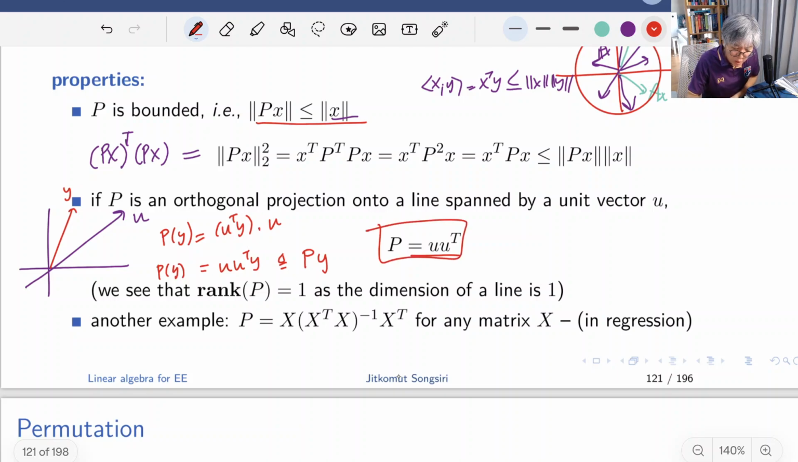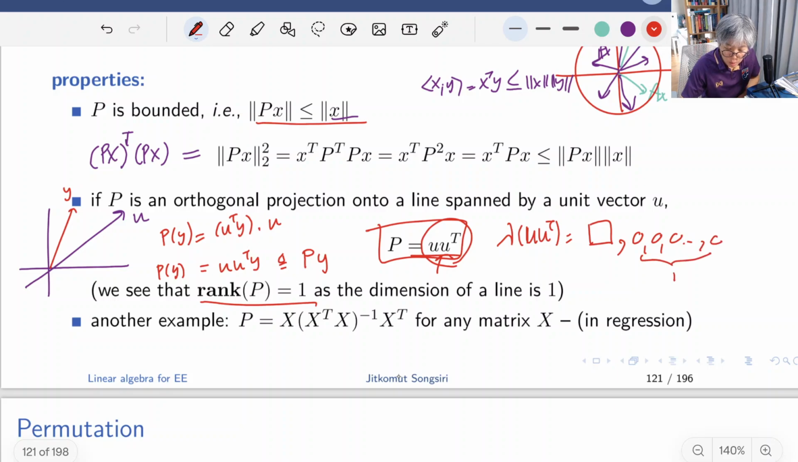When you have a matrix that is the outer product of a vector, we can prove that the rank of this matrix is 1. This can be an exercise; I usually give this as a homework exercise. The eigenvalues of u u transpose: there's going to be one term that is non-zero and the rest of them are all zero. So there are n minus 1 zero eigenvalues, and there's only one non-zero eigenvalue.